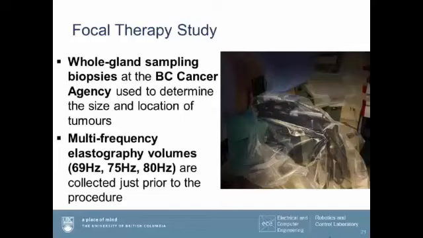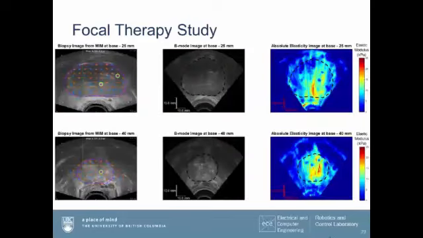Again, we do multi-frequency excitation. In this case, we have a slightly lower range, 69, 75, 80. Again, they're spread out accordingly inside the baseband. But it's lower frequency because in the patient we found the penetration needs to be deeper, I think with the pubic bones and every structure, it allows us better wave generation.